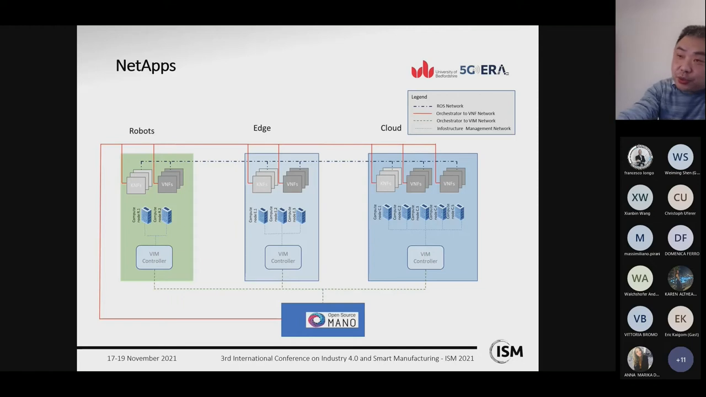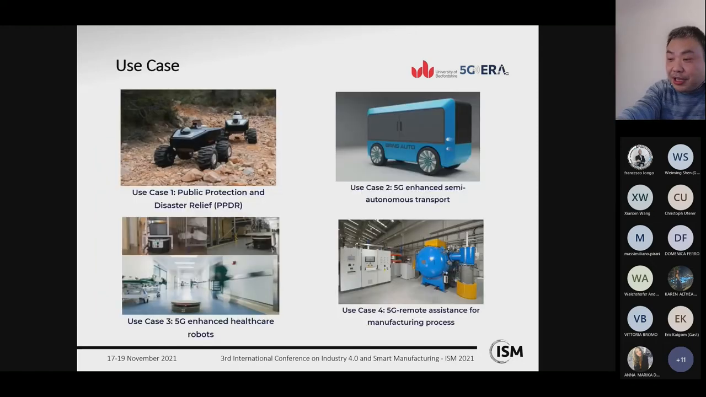So that is the network applications to be built up in our project, and they will be implemented in different kinds of use cases. We already mentioned in the previous presentation the potential use cases to be addressed by 5G technology. But in our use cases, we are trying to emphasize the advantage of offloading computational resources and onboarding the intelligence. Use case one is for the civilian robot.